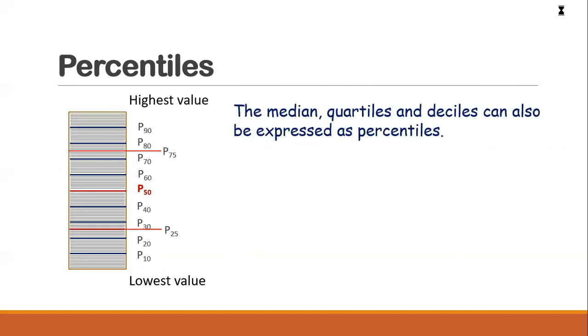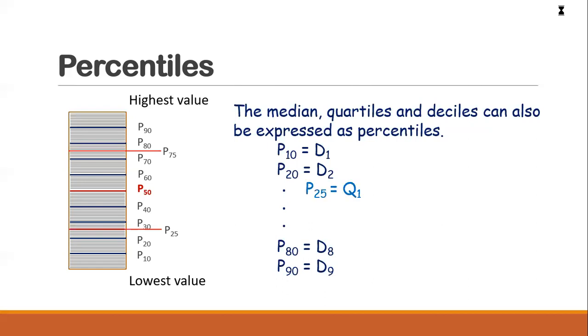So the median, quartiles, and deciles can also be expressed as percentiles. So as you see, the 10th percentile is equal to the first decile. The 20th percentile is equal to the second decile. The 80th percentile is equal to the 8th decile. And the 90th percentile is equal to the 9th decile.